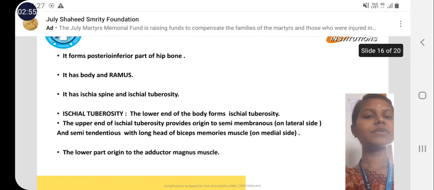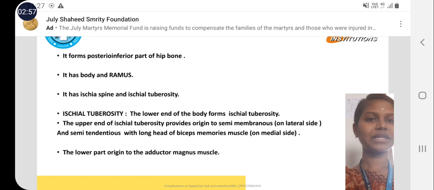Ischium. It forms the posterior inferior part of the hip bone. It consists of body and ramus, and it has an ischial spine and ischial tuberosity. Ischial tuberosity, the lower end of body forms ischial tuberosity. The upper end of ischial tuberosity provides origin to the semimembranosus on the lateral side and semitendinosus with long head of biceps femoris muscle on its medial side.